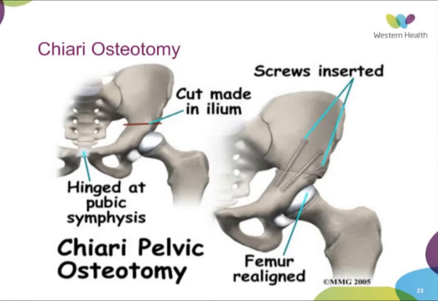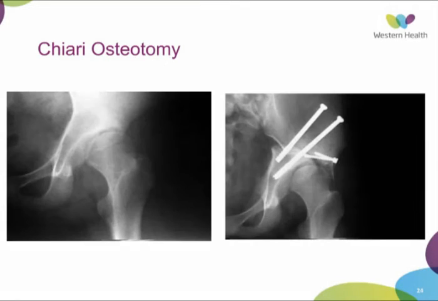And Chiari is essentially a reverse Salter. It's medialising the acetabulum and leaving a piece of ilium above to provide weight-bearing support to the soft tissues above the hip. This is a post-operative radiograph. You can see the degree of medialisation.